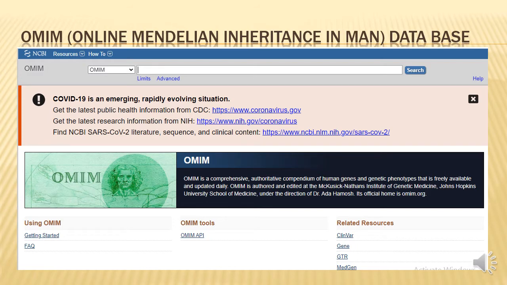We can find almost all the monogenic disorders with a Mendelian inheritance so far identified in this database. That means we can easily find the diseases with the Mendelian inheritance and the genes which are mutated in these diseases and also the types of mutations on those genes using this database.